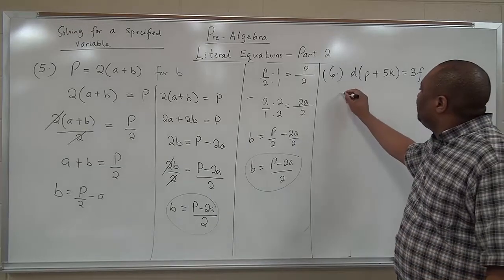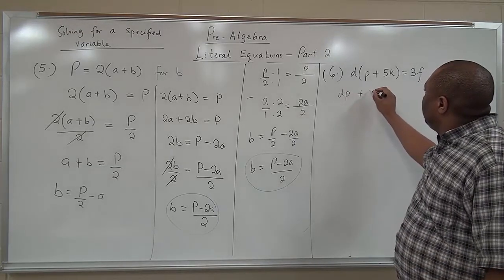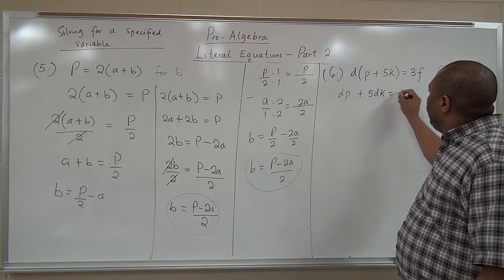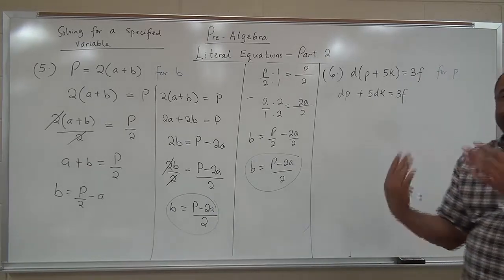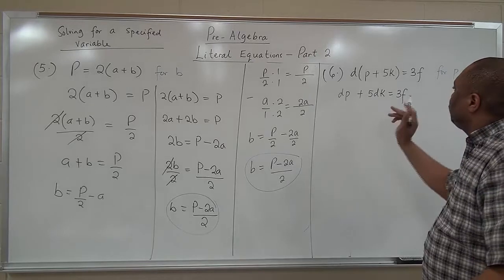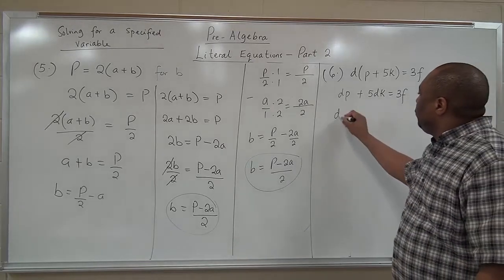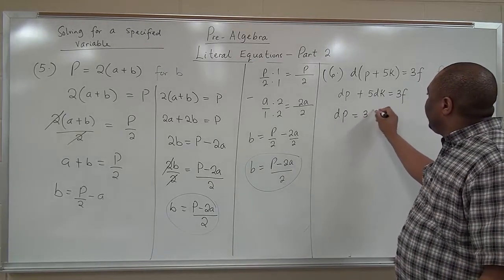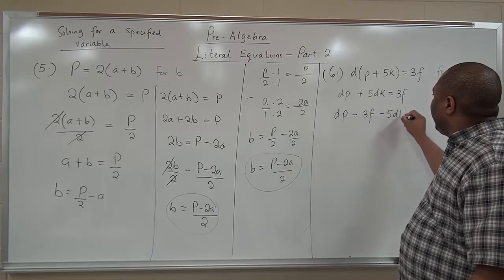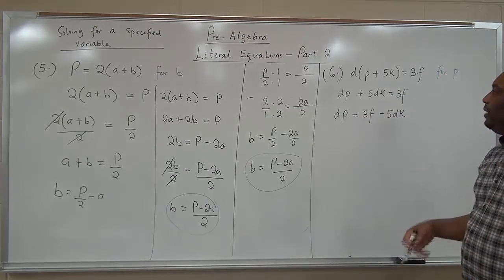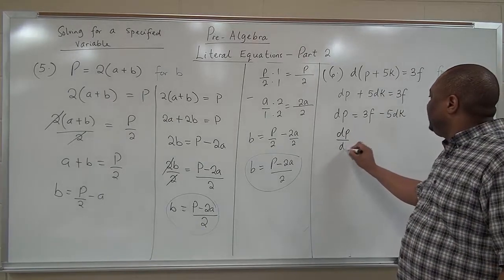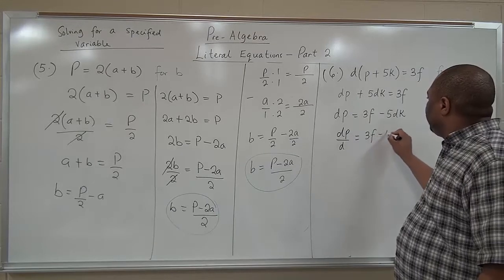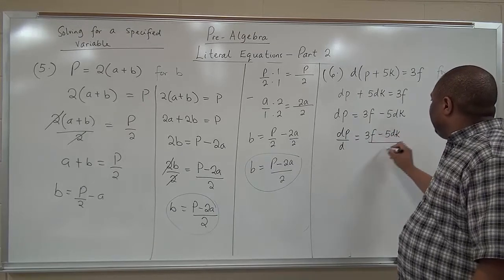If we distribute, we have dp plus 5dk equal to 3f. And then we subtract 5dk from both sides. We have that dp is equal to 3f minus 5dk. And then we now divide both sides by d. Right? So dp divided by d is equal to 3f minus 5dk divided by d.